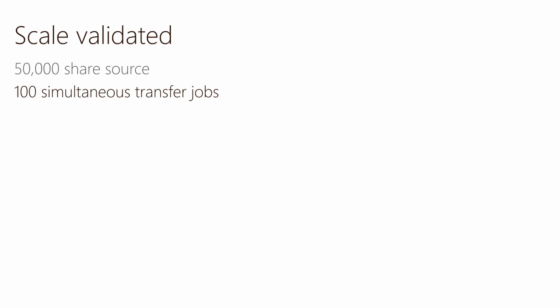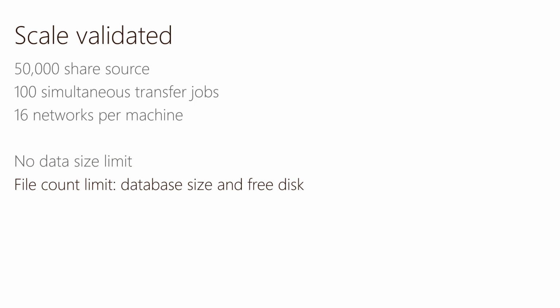So let's talk a little bit about the scale and validated values. So actually, we have already tested a 50,000 share source. So this is not a limit, but this is what's actually tested. 100 simultaneous transfer jobs, 60 networks per machine, so we can use several networks. There's no data size limit, so the only limitation is your capacity of your target server and of your storage migration service server. We have up to 512 proxy copy threads that are supported, so it's really, really powerful.